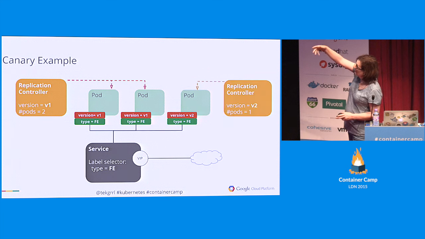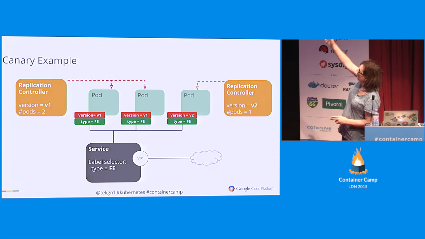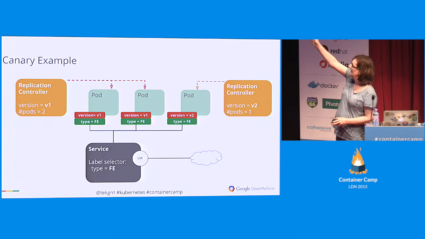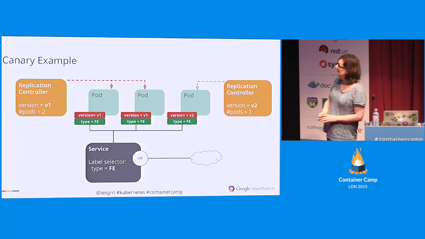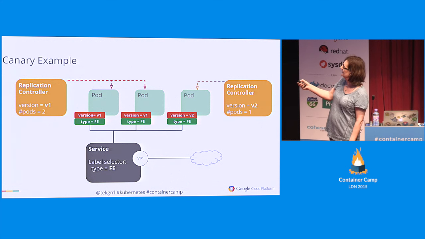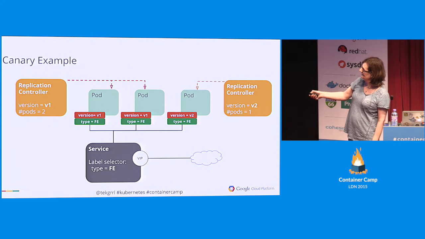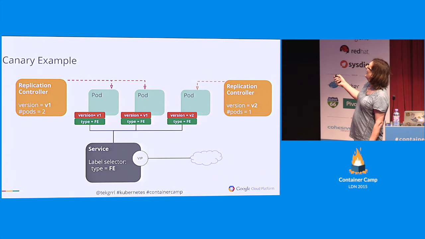Then you can do this kind of canary situation where you have another replication controller with another pod with a slightly different label, version equals v2, and type equals FE. So again, the constituency of this service is type equals FE, and all 3 of these have it. So all 3 of these pods will be constituents of this service. And this replication controller is responsible for 1 pod.